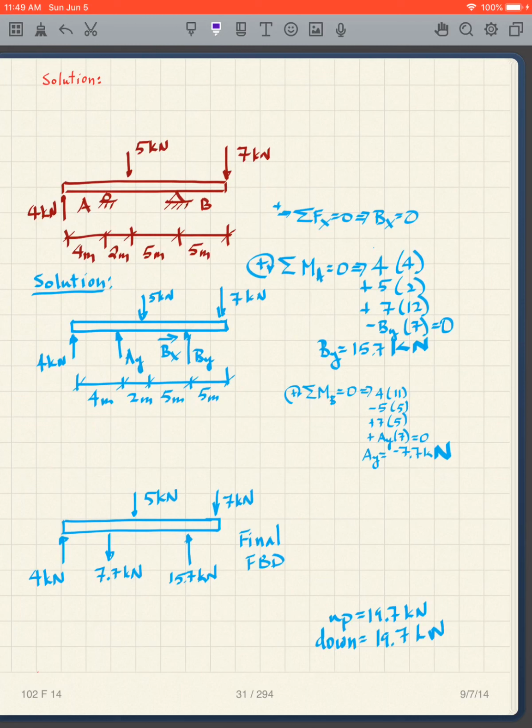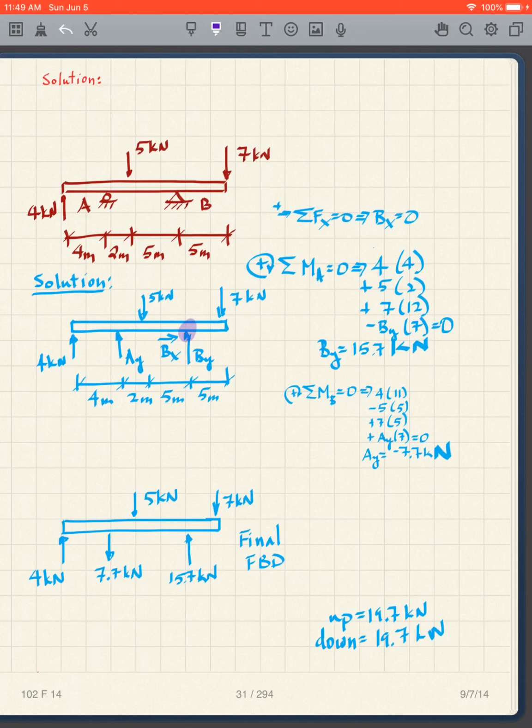Okay, so now I'm just going to go through it quickly. We're taking moments about A, 4 times 4, 5 times 2, BY times 7, 7 times 12, and then clockwise positive, counterclockwise negative, clockwise positive. Put it all in, we get 15.7 for BY.